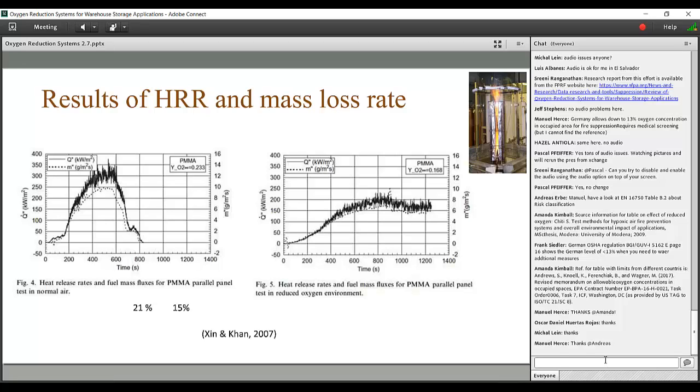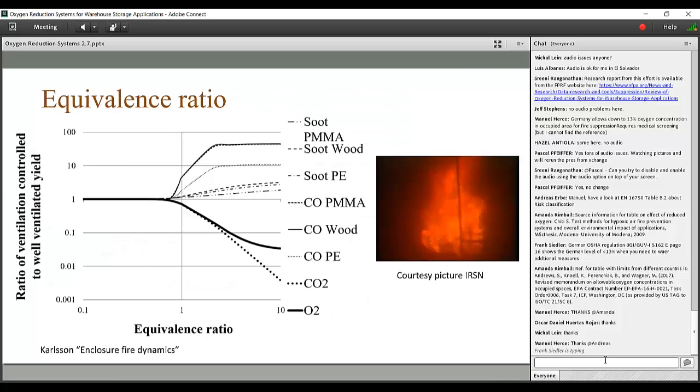The reduction of the heat release, but it still also ignites and produces a flame, which you can see in the top right picture, as that is an example of the test. So, and that's also the data produced by XIN and CAN from 2007.